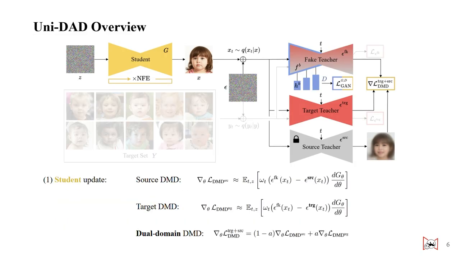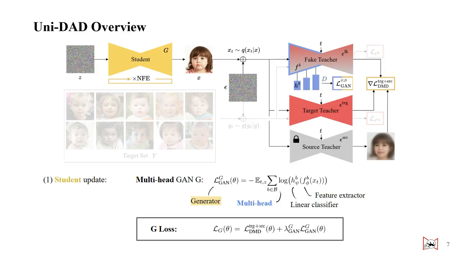The training is done by alternating between three steps. First, we update the student. We compute the source DMD, just like the improved DMD paper. Further, we compute a target DMD, which uses a target teacher. By computing a weighted average of these two DMDs, our student is able to fit toward a common area between these two distributions, preserving both the diversity of the source diffusion and also the fidelity of the target diffusion.